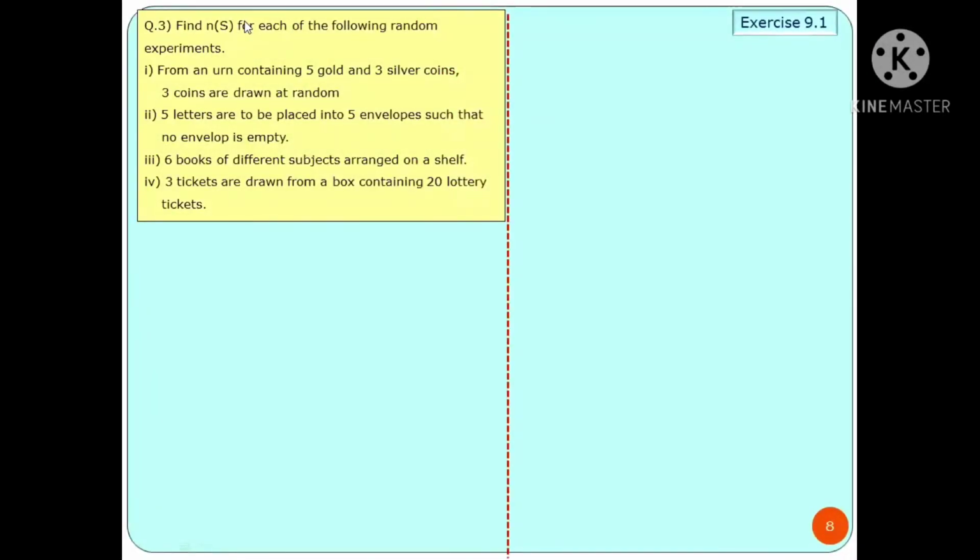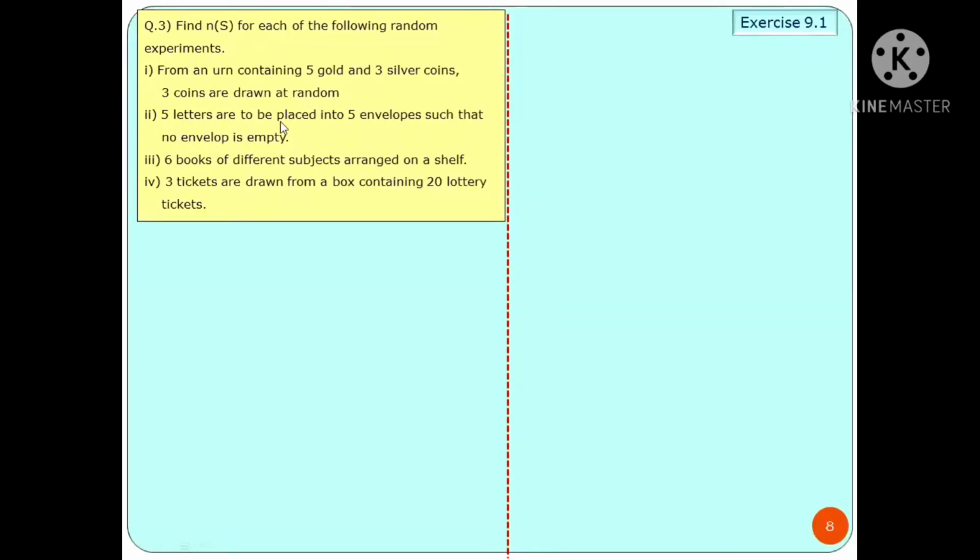Lesson Probability, exercise 9.1, question number 3. Find n(S), that is, the number of elements in the sample space for each of the following random experiments. First, from an urn containing 5 gold and 3 silver coins, 3 coins are to be drawn at random.